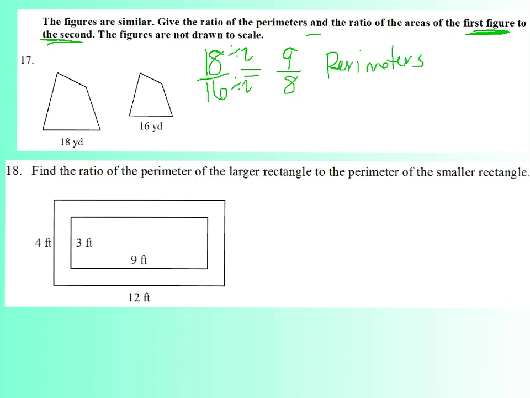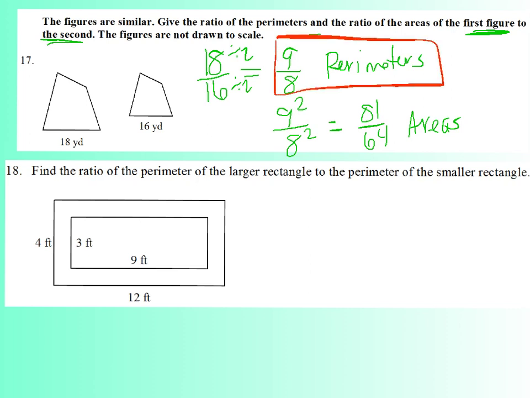To find the ratio of the areas, I'm just going to square it. So 9 squared over 8 squared. So I get 81 over 64. And here's my ratio of the areas. So simple enough. Here's my two answers, for the perimeters and for the areas.